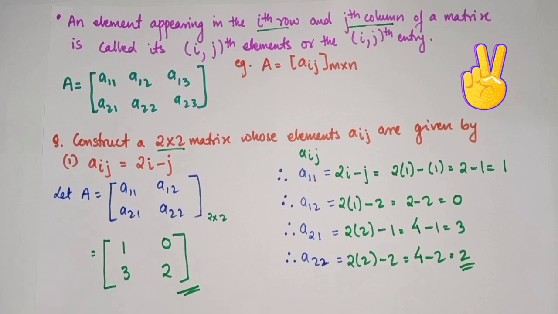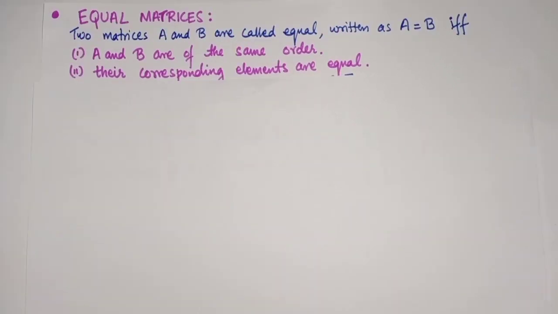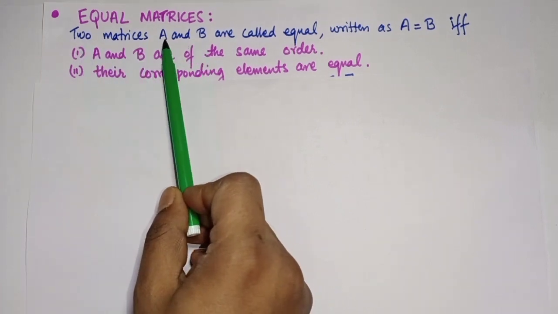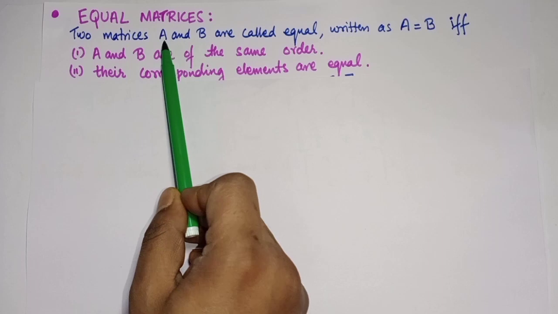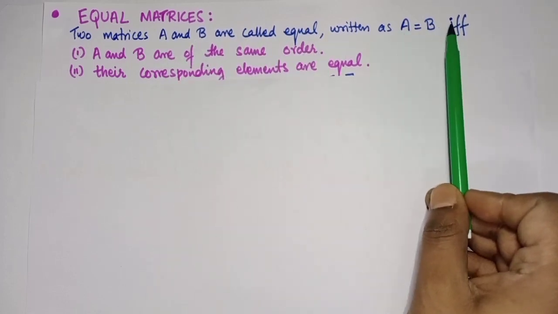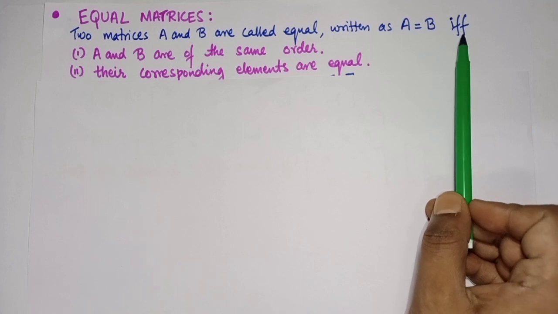Now let's go to different types of matrices. Here we have equal matrices. Matrix means one, and matrices means more than one, the plural and singular forms. Now suppose we have two matrices A and B, represented by capital letters. They are called equal and written as A equals B, if and only if.